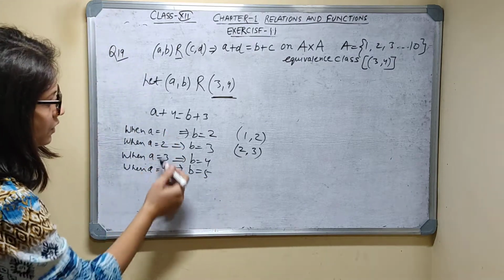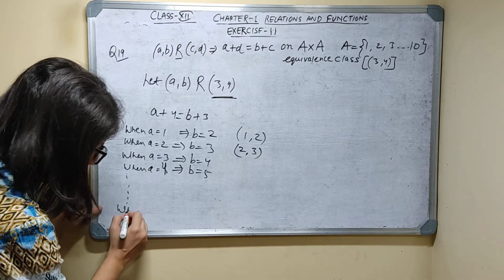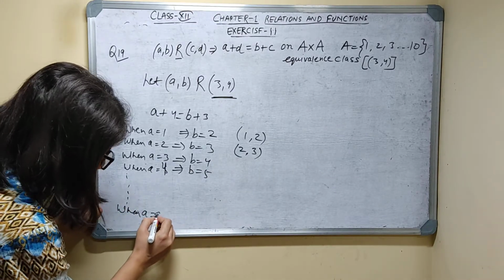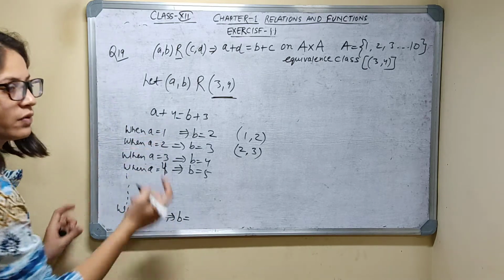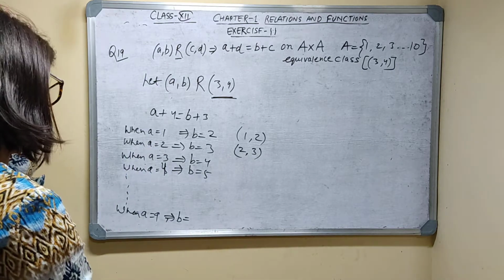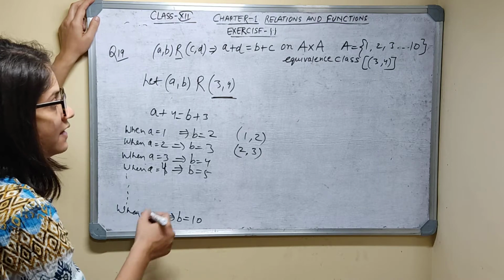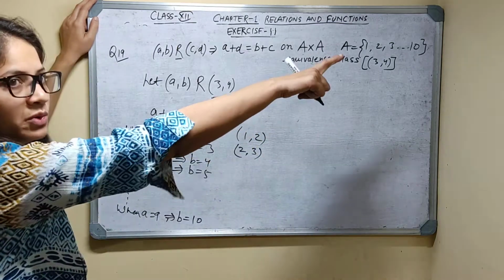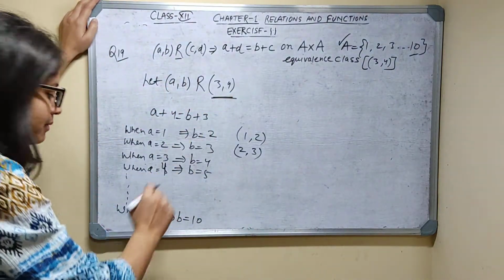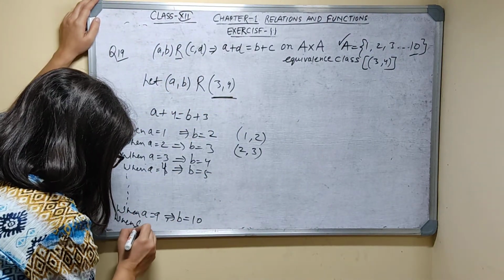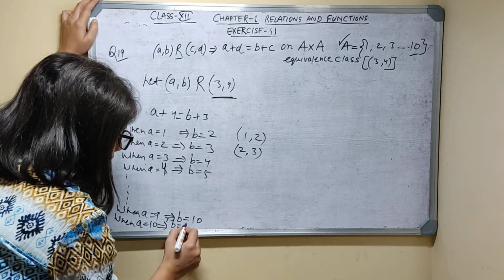Like you are increasing 1, 2, 3, 4, here it is increasing 2, 3, 4, 5. Like this you will go. When A is equal to 9, B will be 9 plus 4, 13, minus 3, that is 10. When A is equal to 10, you can put A is equal to 10, no problem, because A goes till 10. All 10 numbers are there. So when A is equal to 10, you will get B as 11.